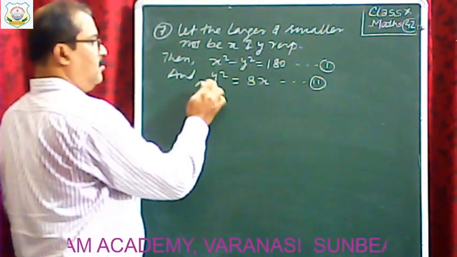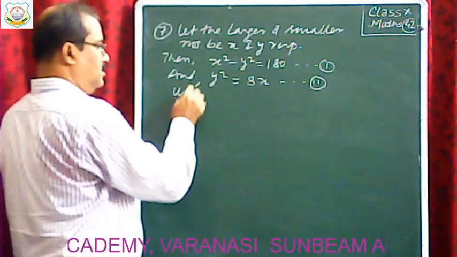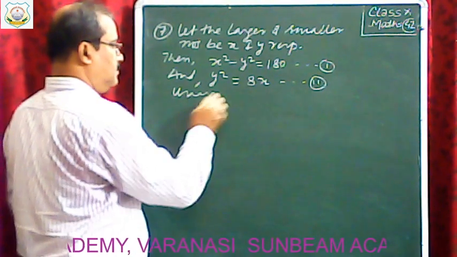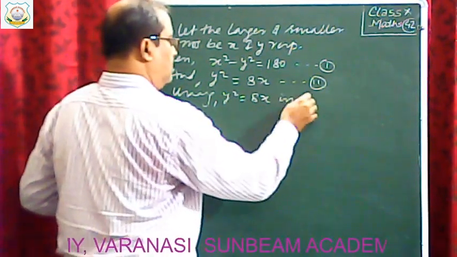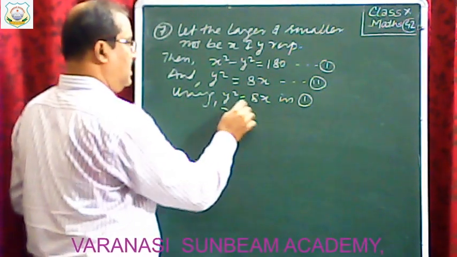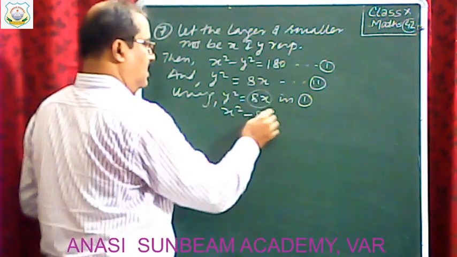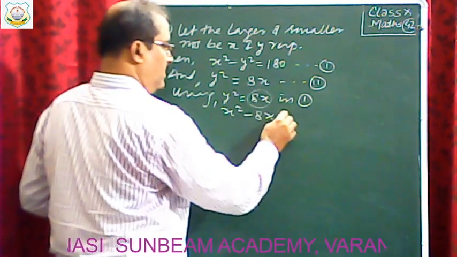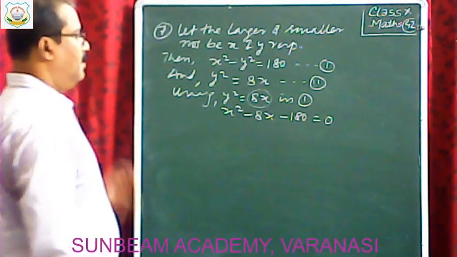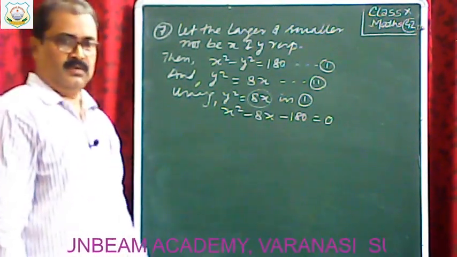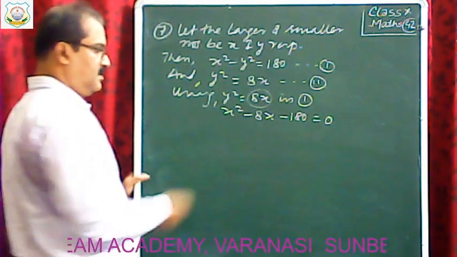So using y square equal to 8x in the first equation, we get x square minus y square, and in place of y square you have to write 8x, equal to 180. So x square minus 8x minus 180 equal to 0. That is a quadratic equation. Now using the quadratic formula you have to find x.